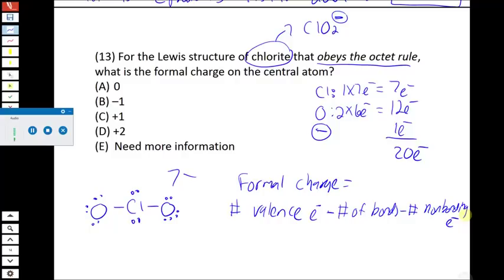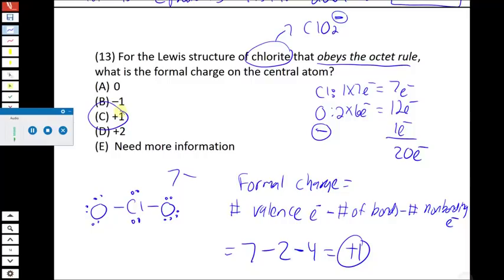And we're looking at the central atom, which is chlorine. So the formal charge is going to be the number of valence electrons that chlorine contributed, which is 7, minus the number of bonds that the central atom has, which is a total of 2. 2 single bonds is 2 total bonds, minus the number of non-bonding electrons. So there's a total of 4 non-bonding electrons in the central atom, 2 pairs. We count those individually for formal charge. And so what we end up with is a formal charge of +1. All right, so choice C is the correct answer here.